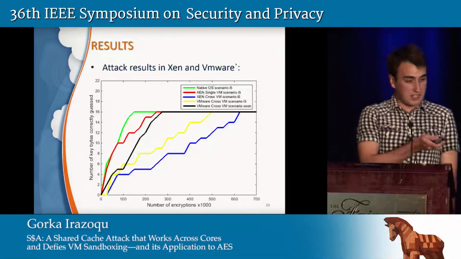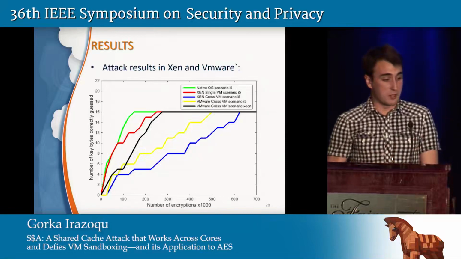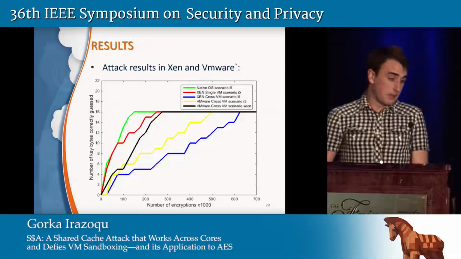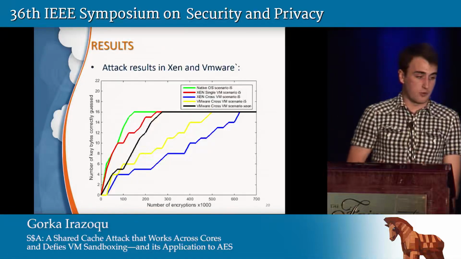But still, even in the worst case, we can still recover the key pretty quickly. So the Xen case was the worst. We were able to obtain the key in less than 3 minutes.